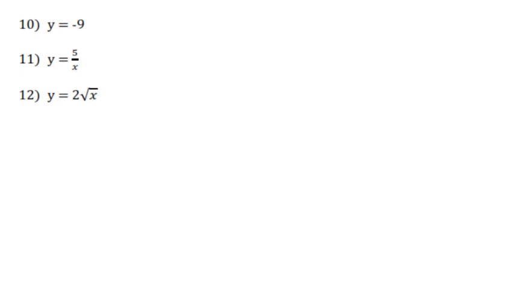The y is equal to negative 9, and I wanted to find the derivative of y. So for number 10, dy by dx is equal to 0. Why? Because negative 9 is a number, so it's a constant, and the derivative of a constant is 0.